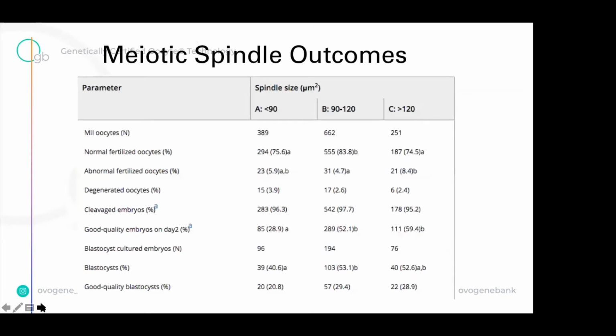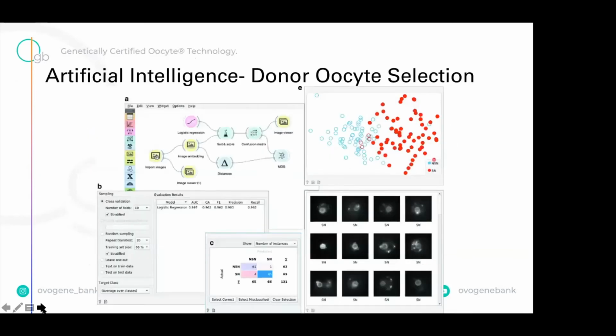Another outcome is the good quality blastocyst rate. When we measure the size of the meiotic spindle, if it is less than 90, as you see, it is 20.8. When you have 90 to 120, it is almost high. So our target is to find more than 90 micrometer of the meiotic spindle. When we find that, we take this oocyte for the vitrification protocol.